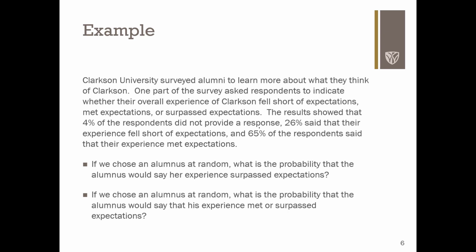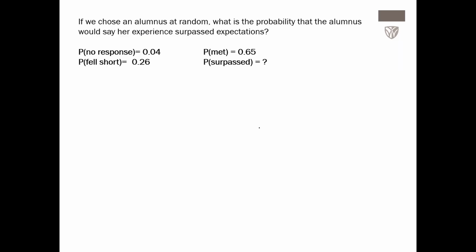And the results showed that 4% of the respondents chose not to respond, 26% said their experience fell short of expectations, and 65% said that their experience met their expectations. So if we were to randomly choose an alumni, what is the probability that that particular person would say that her experience surpassed expectations? Again, the way that we're going to approach this problem is to write down what we know and then think about what's left. So in this first part of the problem, if we choose an alumni at random, what's the probability that she would say her experience surpassed expectations?